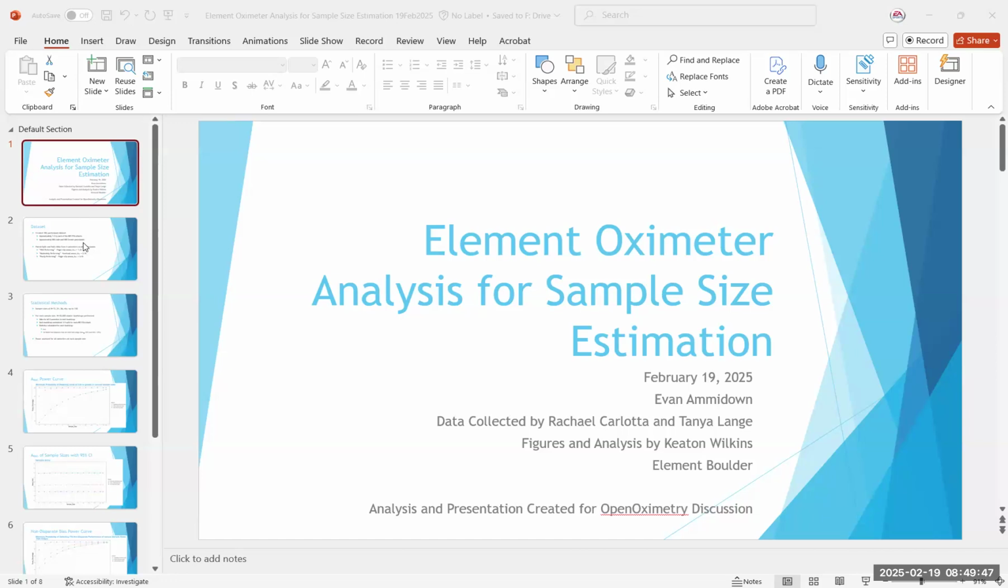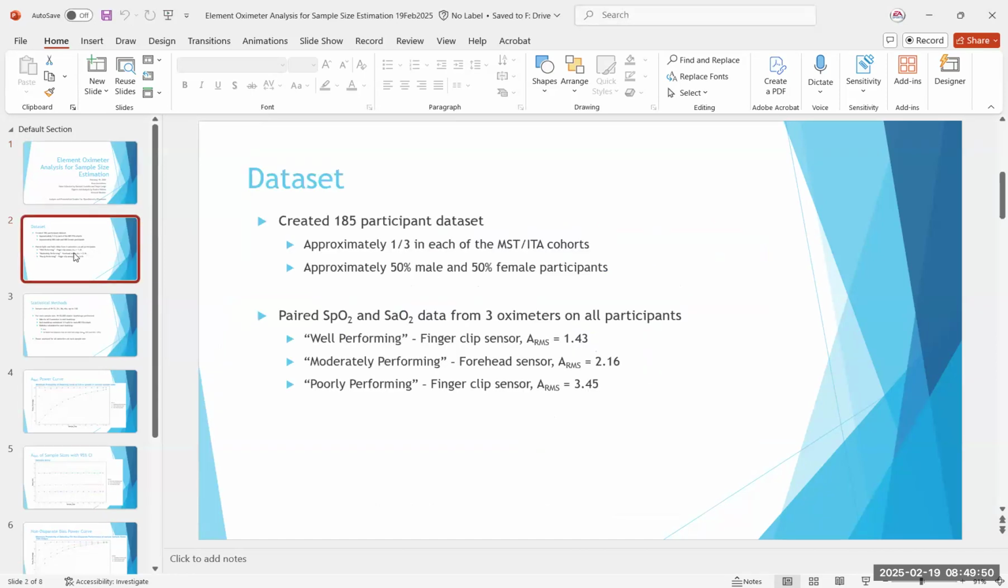So what we did with our data is create a data set of approximately 185 participants, with approximately 1/3 in each of the Monk and ITA cohorts and about a 50-50 split between male and female. The data set had paired SpO2 and SaO2 data from 3 control oximeters that we utilize within the lab with varying performances. Do note the convention of performance is all relative to each other and not an absolute designation of performance of the oximeter.